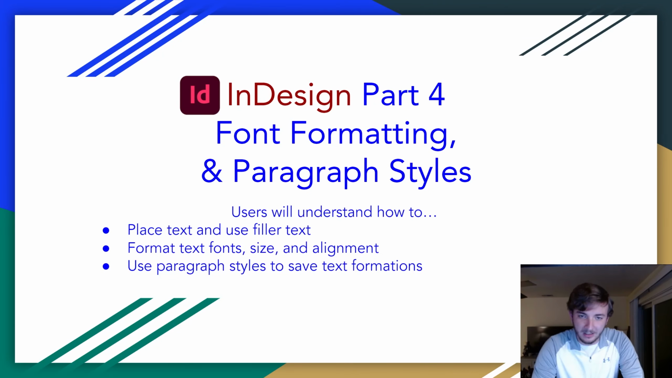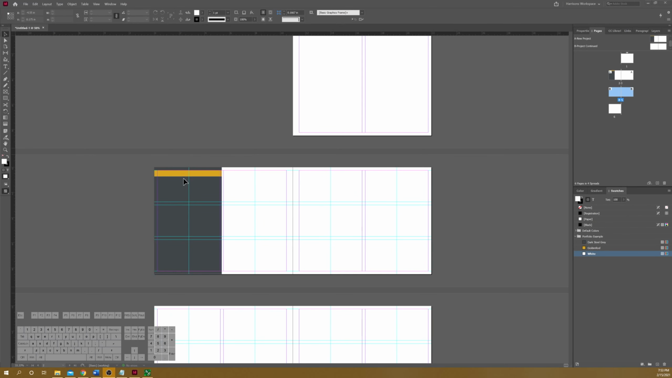Hey everyone, in InDesign Part 4, I'm going to show you how to do font formatting and paragraph style. So at the end of this video, you should know how to place text and then use filler text, format text fonts, size, and alignment, and then use paragraph styles to save your text formation. So let's get started. The first thing I'm going to do is add a title.